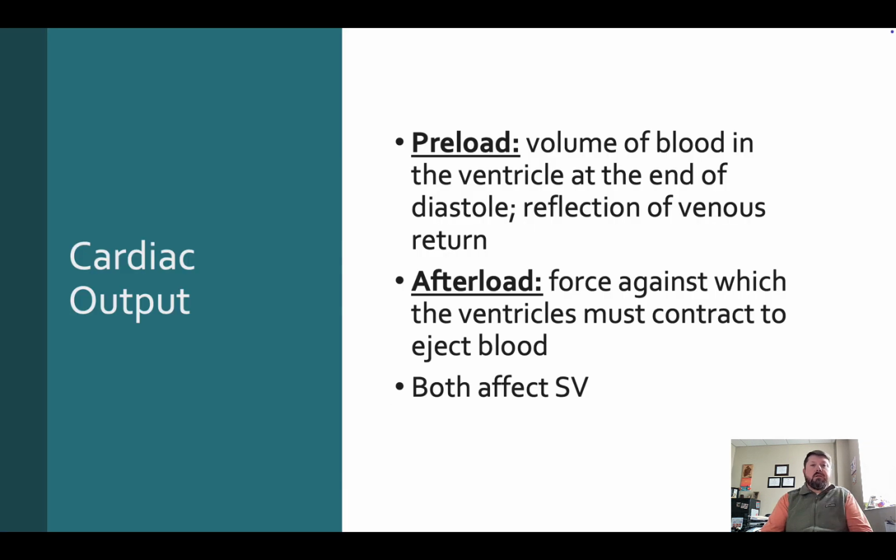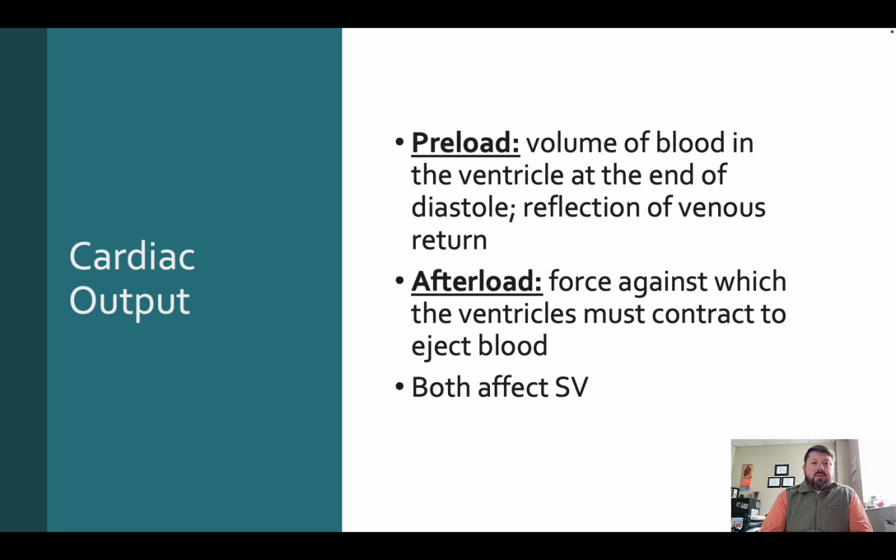So a couple of new terms here. Preload. Preload is the volume of blood in the ventricle at the end of diastole, or end diastolic volume. It's a reflection of venous return. So that's the book definition. The way that I want you as a paramedic student to relate preload with the heart is really the measure of the volume of blood that's coming back to the heart. So the amount of blood available to come back is going to be available to be pumped out.